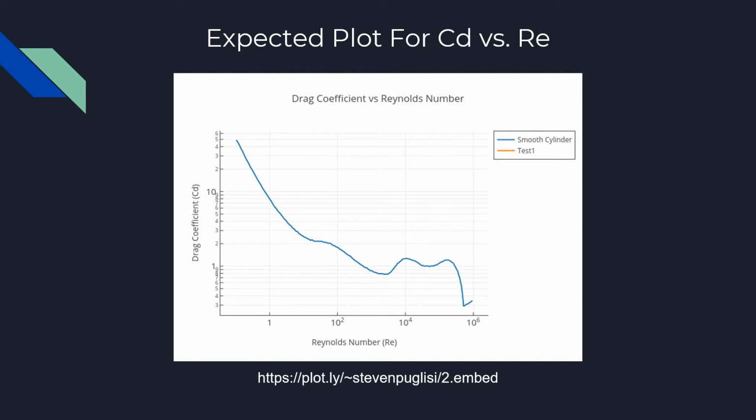Here we have the expected plot for the drag coefficient versus the Reynolds number of a cylinder. Notice how the graph follows a curve in which the drag coefficient of the cylinder decreases as the Reynolds number increases. This plot displays an easy-to-read trend.